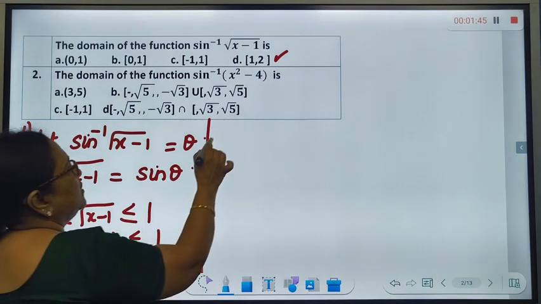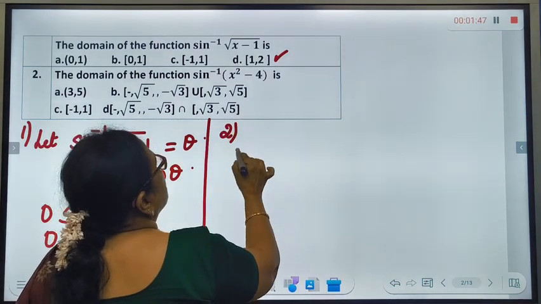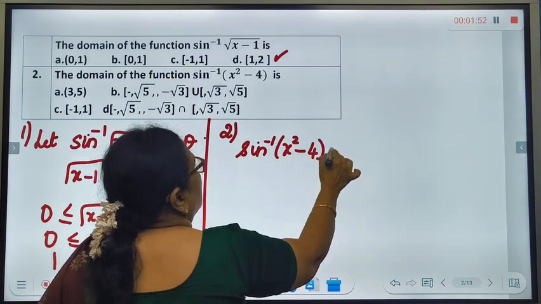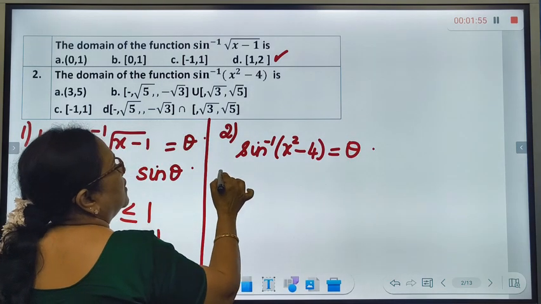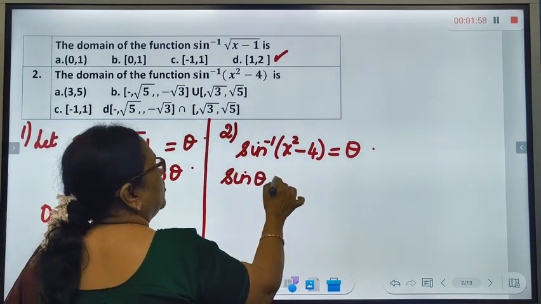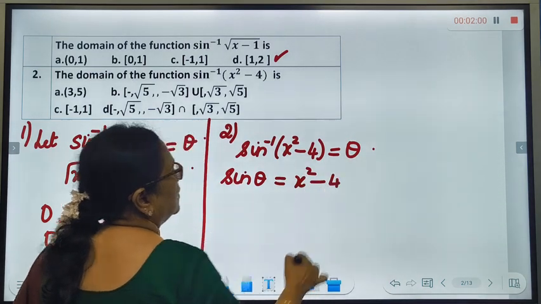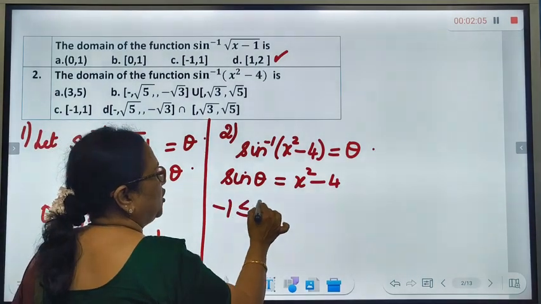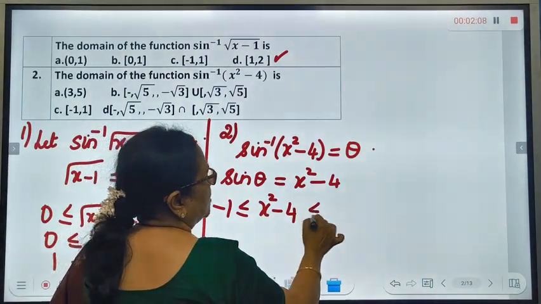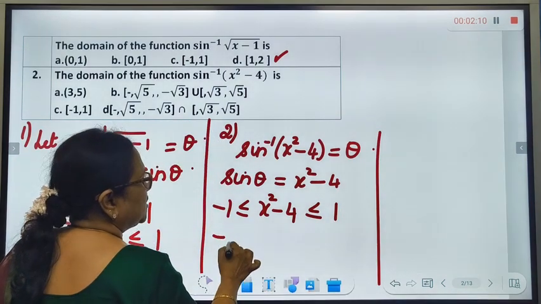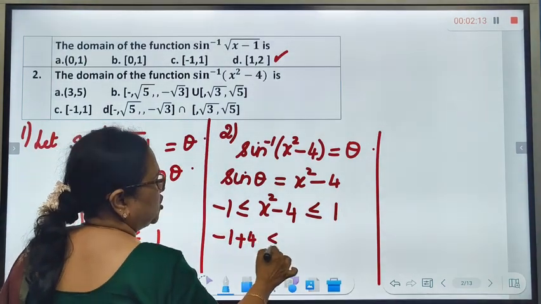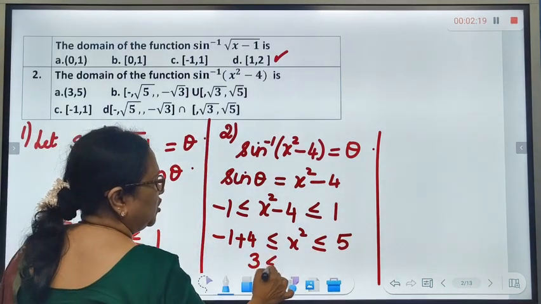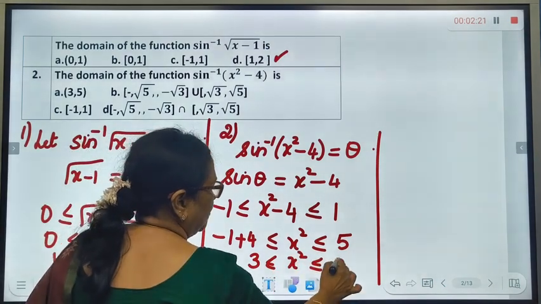Now let us look at the second problem. The domain of the function sine inverse of x square minus 4. So we can write sine inverse of x square minus 4 as theta. So sine theta equals x square minus 4. Sine theta lies between minus 1 to plus 1. So minus 1 is less than or equal to x square minus 4, which is less than or equal to 1. So minus 1 plus 4 is less than or equal to x square, which is less than or equal to 5. So 3 is less than or equal to x square less than or equal to 5.